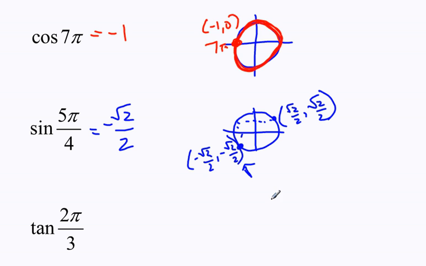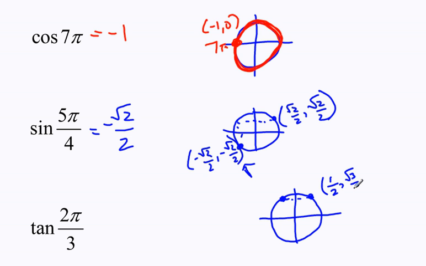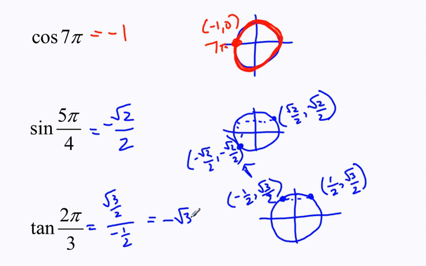All right, and our last one in this set is the tangent of 2π/3. So 2/3 of the way to π is right here. This reflects back to this one, which is 1/2, √3/2. So when we come back over here, we're at negative 1/2, √3/2. And we're going to divide y over x. So √3/2 over negative 1/2. And this simplifies to negative √3. All right, so we're done working in that direction.